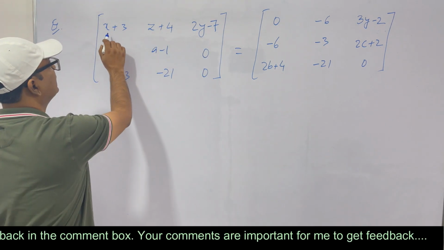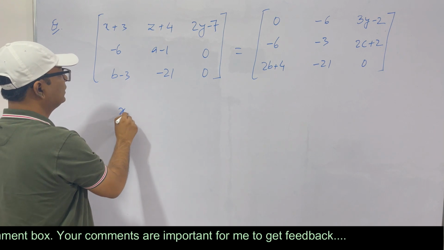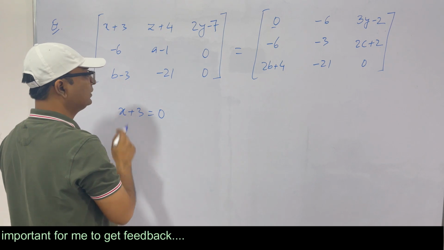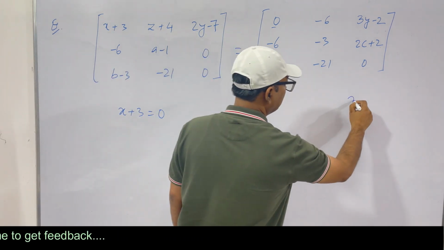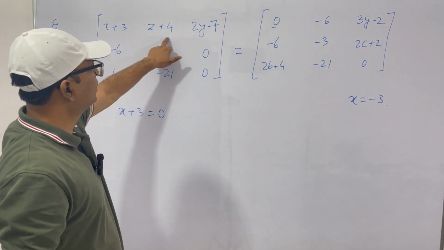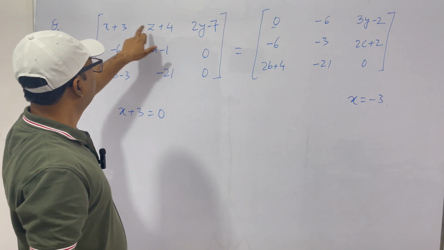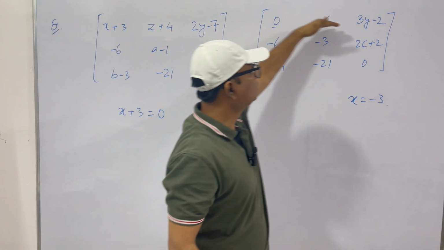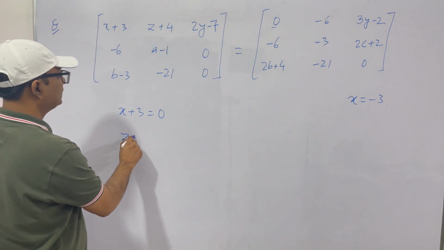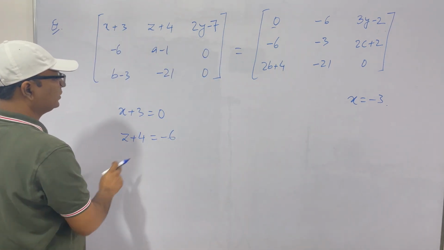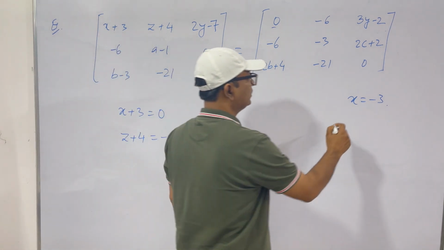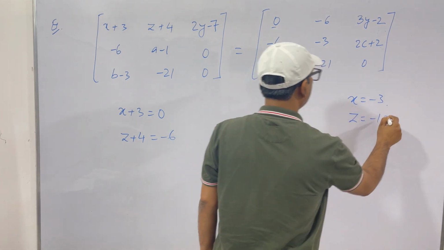So from here what we can see is that X plus 3 is equal to this, that is 0. What we get? We get X is equal to minus 3. I am writing it here. X is equal to minus 3. Z plus 4, this is first row, second column, first row, second column, minus 6. So Z plus 4 is equal to minus 6. What we get? Z is minus 4 minus 6, that is, Z is minus 10. So from here we get Z is minus 10.